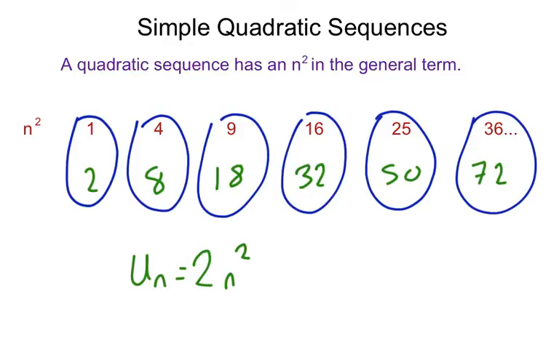And in a future video we shall be looking at how we can use a method to find the general term for any quadratic sequence that does not necessarily look as similar to the square numbers as the ones we have seen in this video.